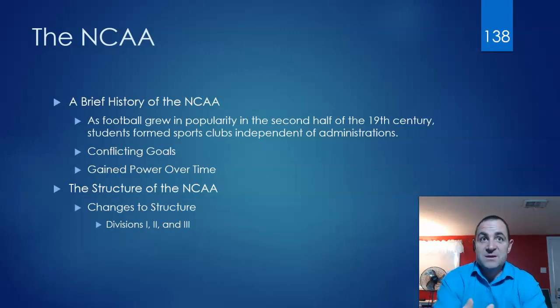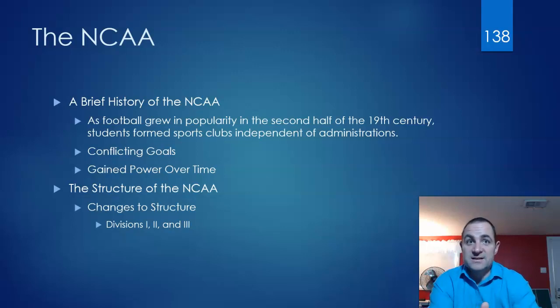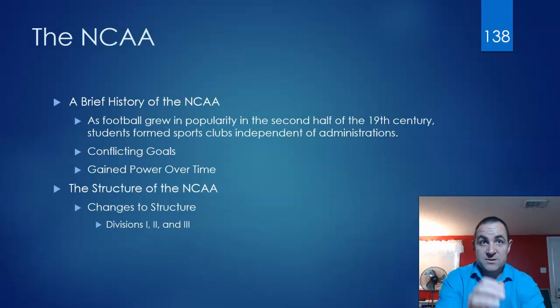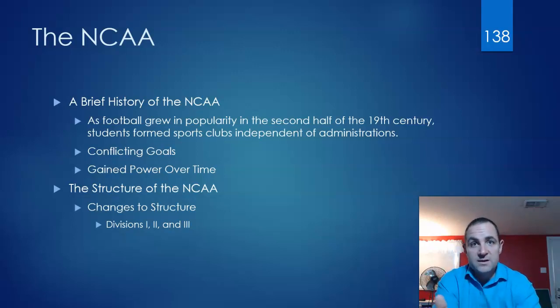Division 3 tends to be more small private schools that don't offer scholarships. Division 2 is more private colleges and smaller universities that offer some athletic scholarships. And Division I is the big-time football powerhouses that offer numerous scholarships, or they all offer scholarships. As can be expected, because of that, the better quality players were going to Division I and II schools and not much to Division III.